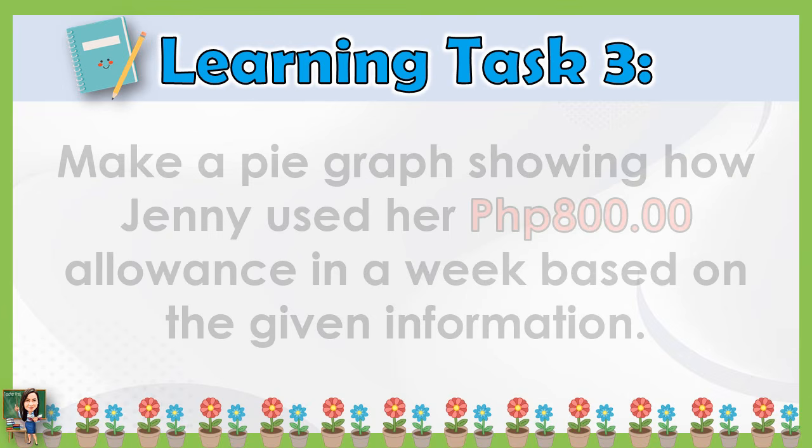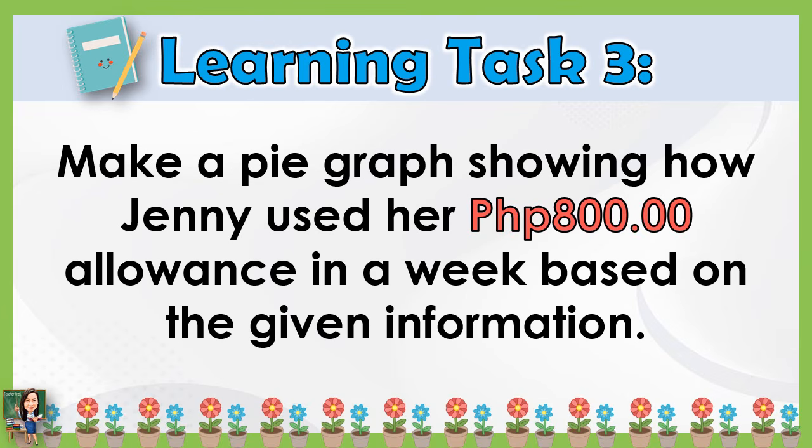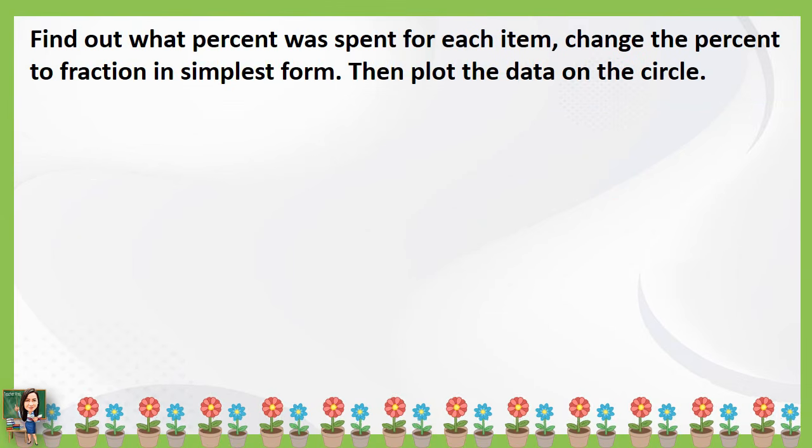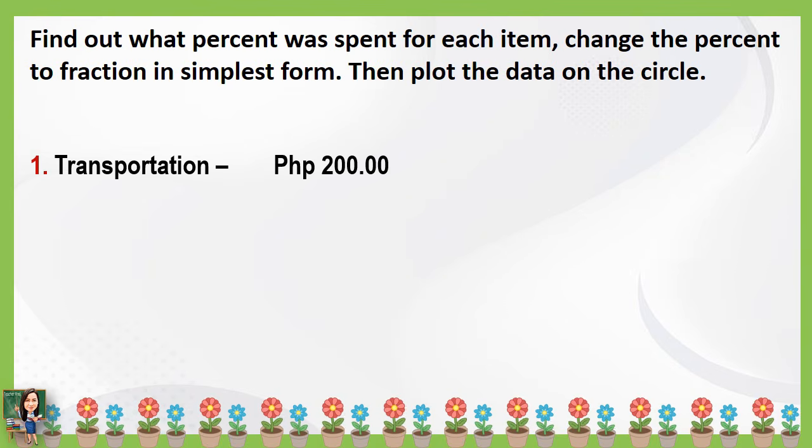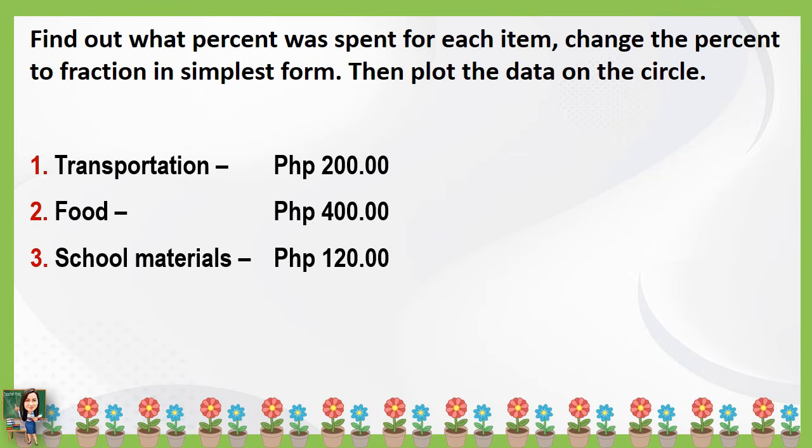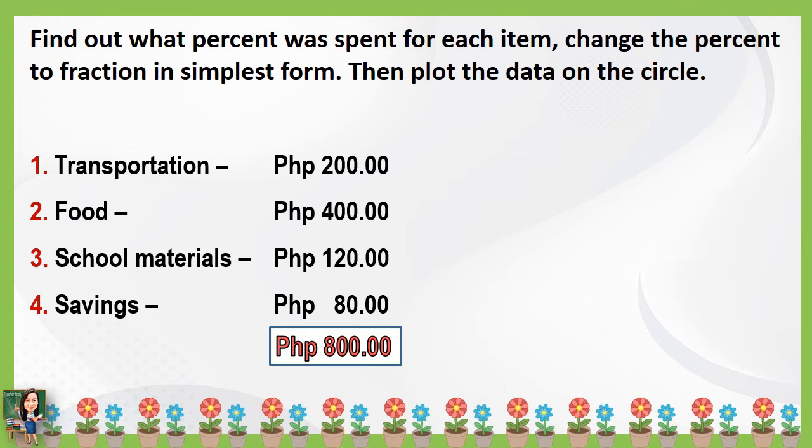For learning task 3, make a pie graph showing how Jenny used her 800 pesos allowance in a week based on the given information. Find out what percent was spent for each item. Change the percent to fraction in simplest form. Then plot the data on the circle. Jenny's transportation is 200 pesos. Her food is 400 pesos. Her school materials is 120 pesos. Her savings is 80 pesos, for the total of 800 pesos.